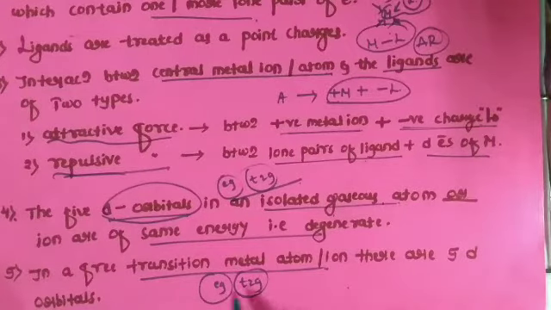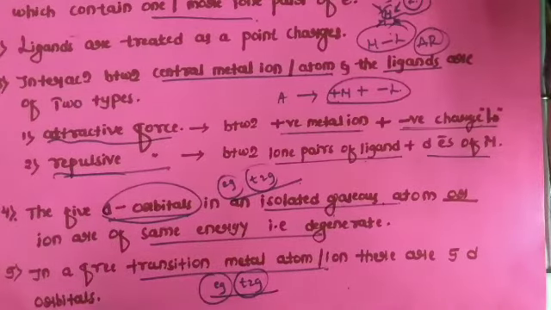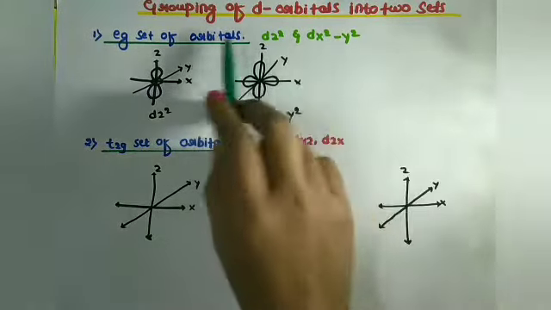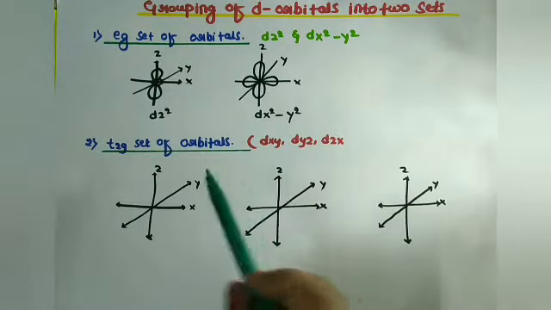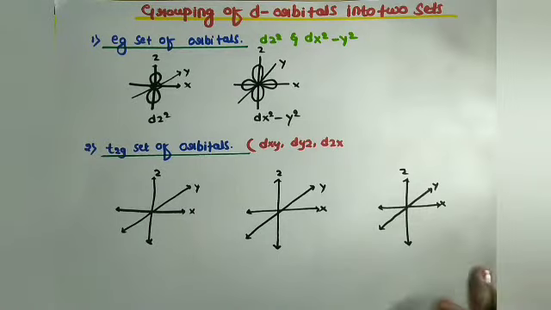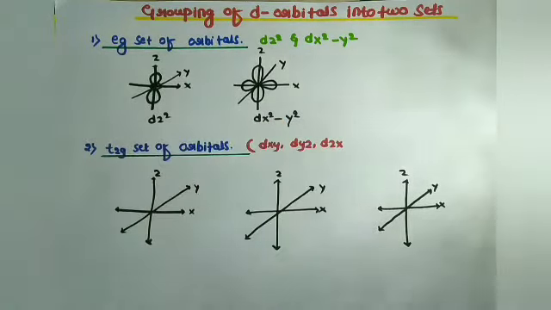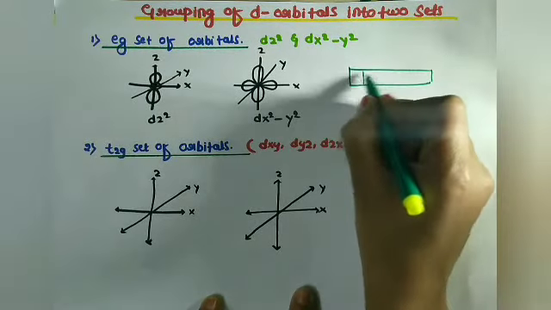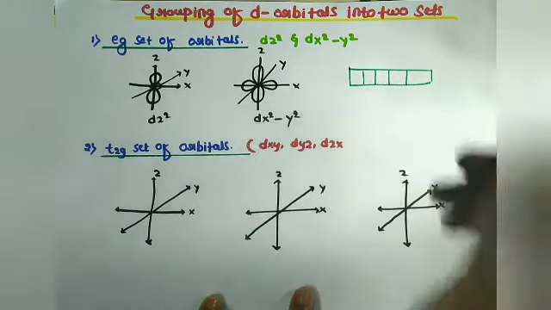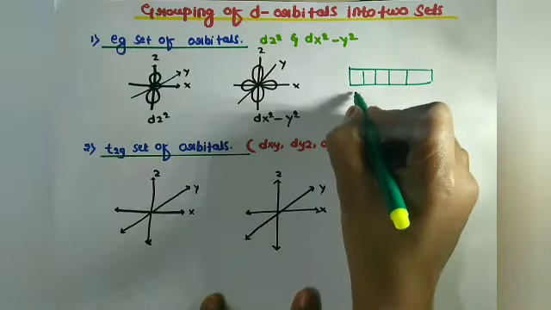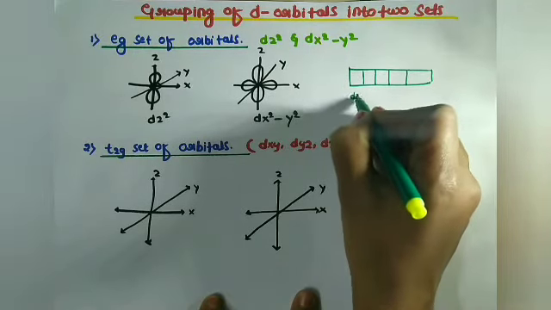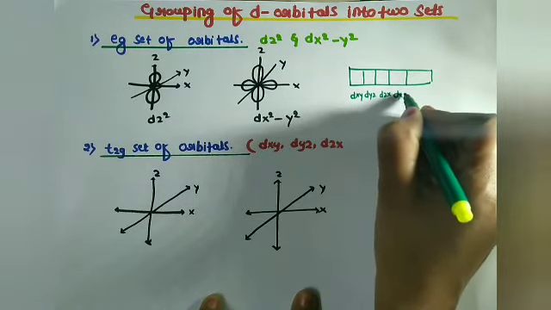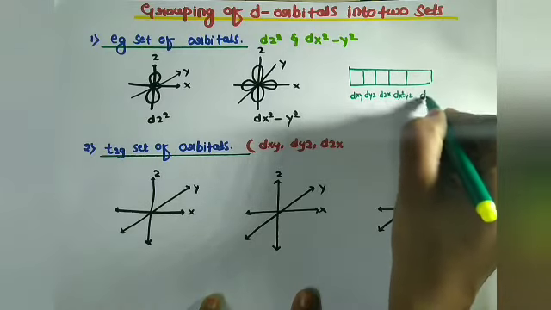Let me discuss what the eg set of orbitals and the t2g set of orbitals are. In the d subshell there are 5 orbitals: 1, 2, 3, 4 and 5. The first one is dxy, the second is dyz, the third is dzx, and then dx square minus y square, and dz square.